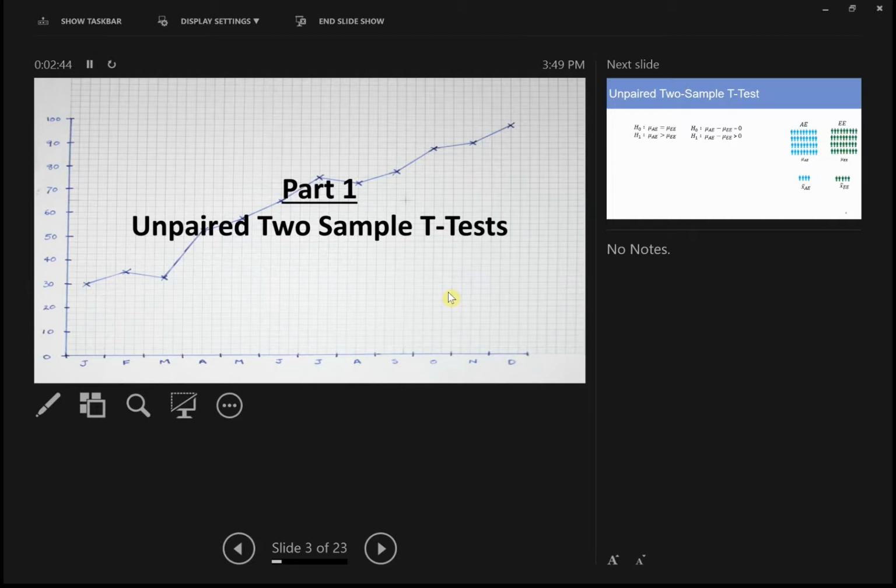This is called an unpaired t-test because the individuals in this sample are not the same as the individuals in this sample. They're totally different populations, so the things here do not live in here. And that's the hallmark: the hallmark of an unpaired t-test is that the subjects in the samples are not related.